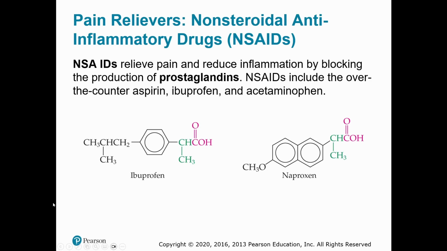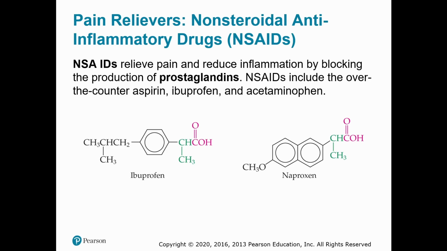The first class of drugs that we'll look at are the NSAIDs. These are the non-steroidal anti-inflammatory drugs, or what we commonly view as over-the-counter pain relievers. These relieve pain and reduce inflammation by blocking the production of prostaglandins. These include drugs like aspirin, ibuprofen, and acetaminophen.